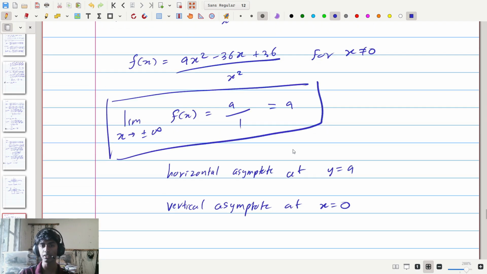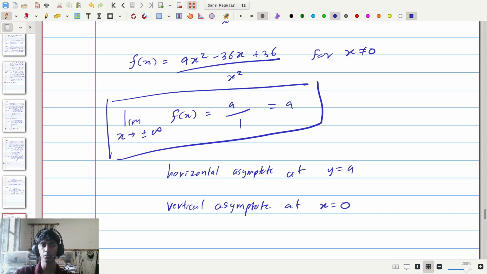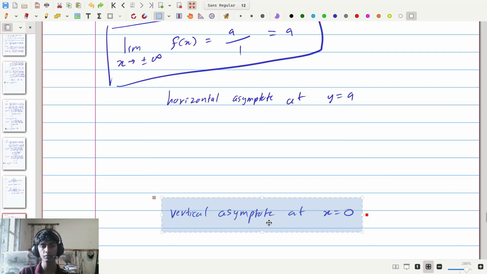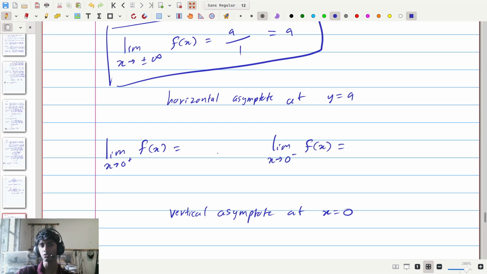Now within the question, you are expected to write some proof for this. So in this case, this is what you would require in order to write this. For the vertical asymptote, you would have to write something like the limit as x approaches 0 from the positive direction of f(x) is equal to something, and then similarly the limit as x approaches 0 from the negative direction of f(x) is equal to something, compare these two and find it.